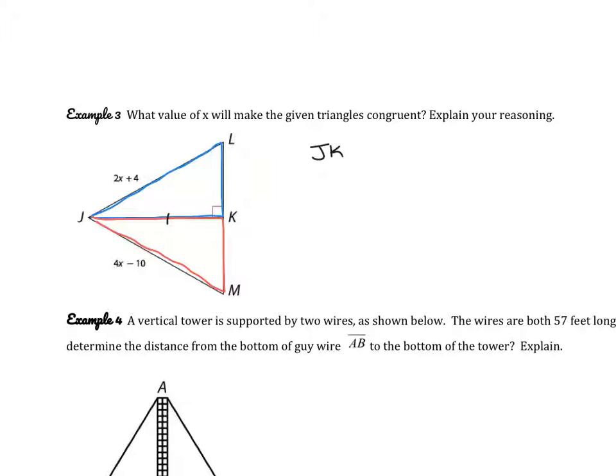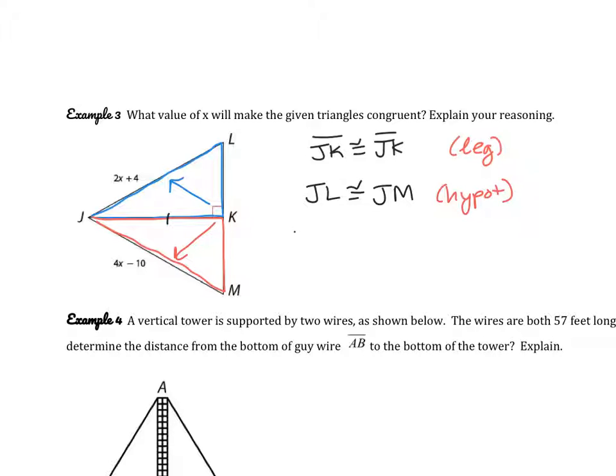So we know that JK is congruent to itself, and this would be the leg of a right triangle. If these two triangles are to be congruent, then the hypotenuse must be congruent. So we would like this side to be congruent to this side. For them to be congruent, JL must be congruent to JM, and again, that would be the hypotenuse.